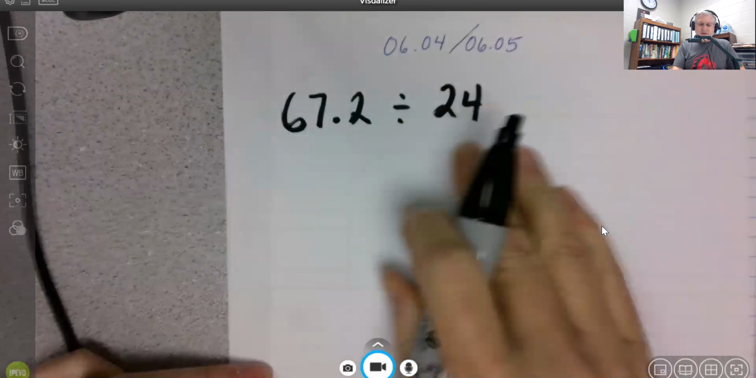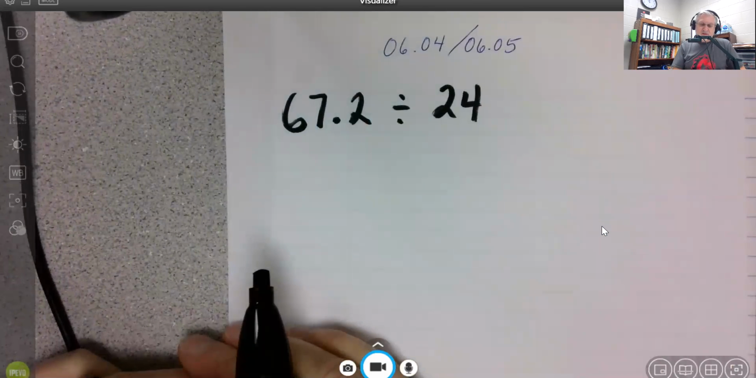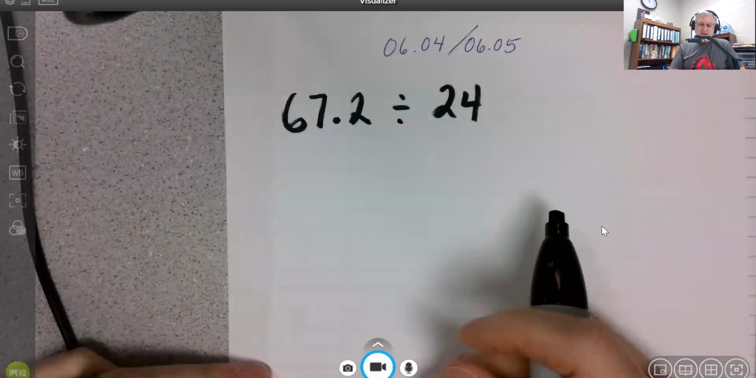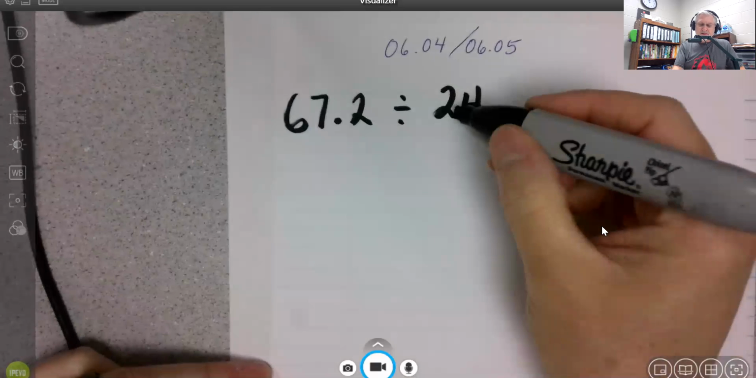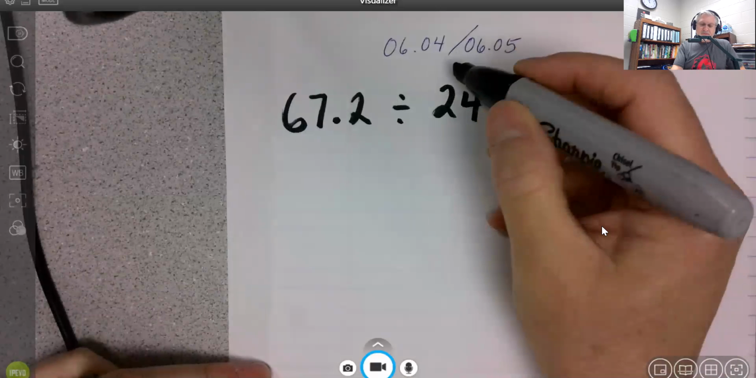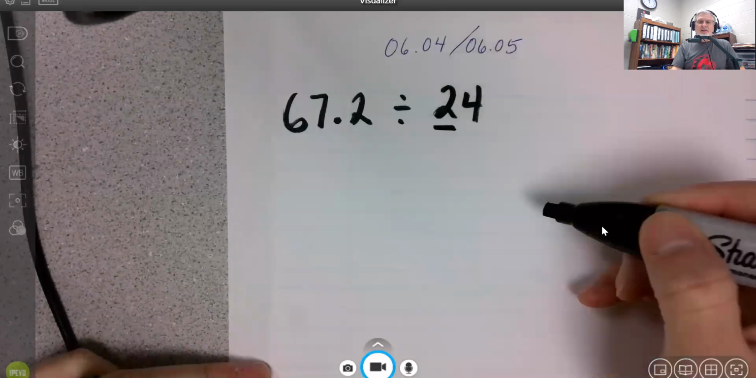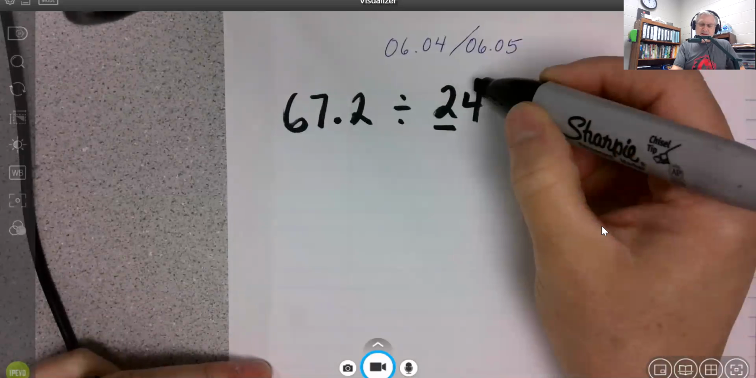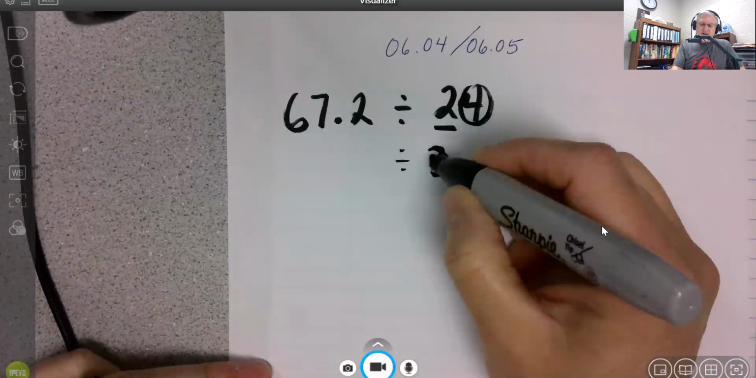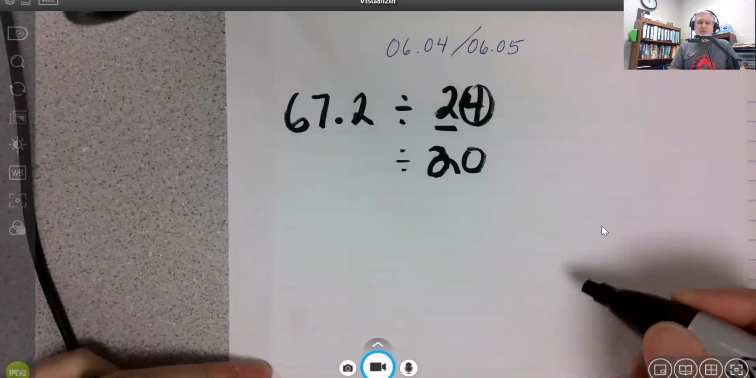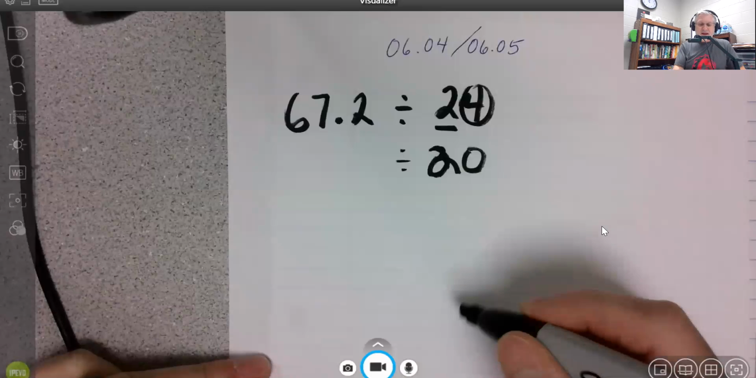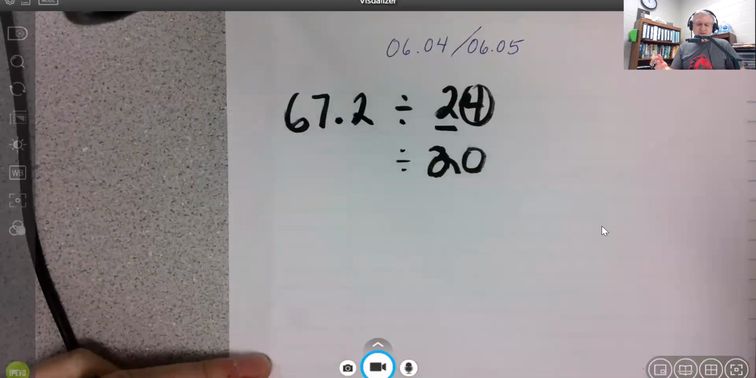So again, I want to try to figure out the best number that I could divide by as far as estimation goes. All right, well, let's do 24. Well, the nearest whole number, if I underline the 2, I'm rounding to the tens place, circle my 4, so then actually it would be 20, because the 4 is less than 5, and so the 2 would stay the same and the 4 turns into a 0. And 67.2, now I could do this 2 different ways.